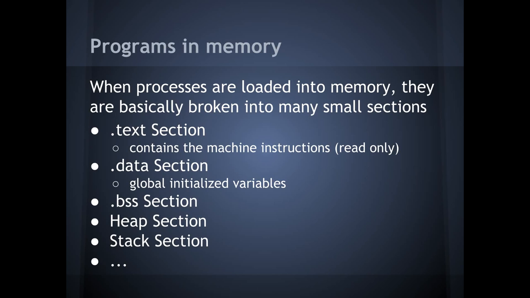For instance, the .data section contains globally initialized variables. The .bss section contains globally uninitialized variables. The heap is for dynamic memory management. The stack is for other memory management that's already instantiated, that are local variables, not global, and locally declared variables.